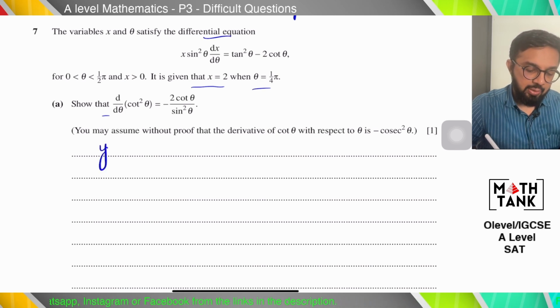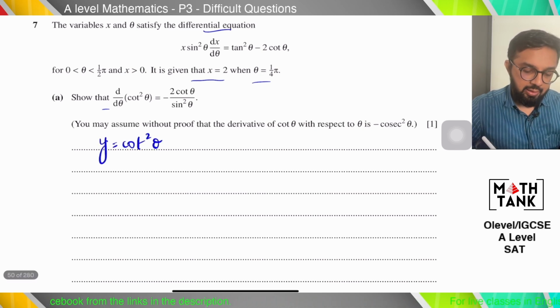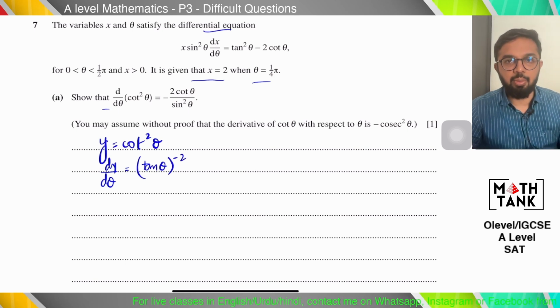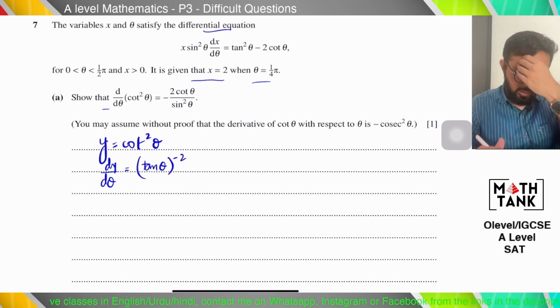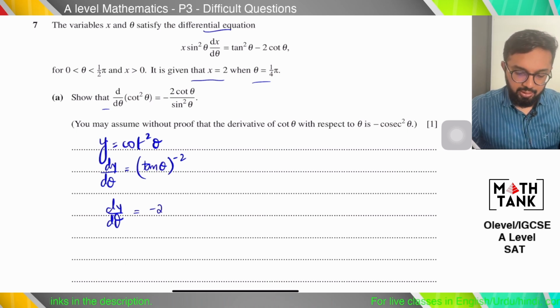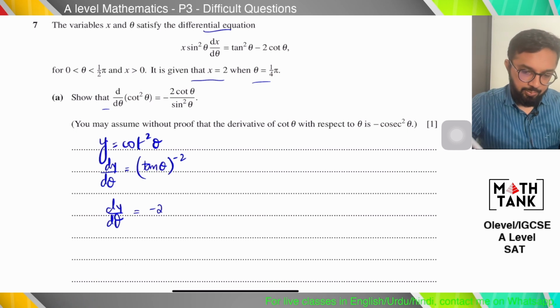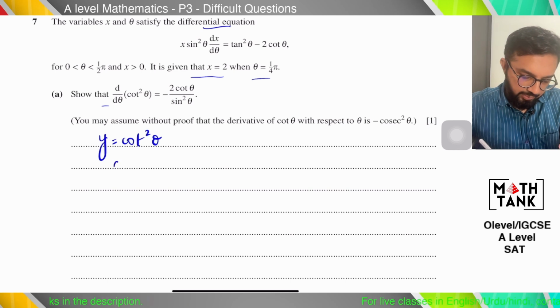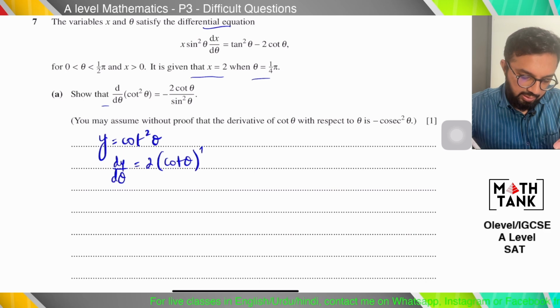If y equals cot square theta, let's call that dy over d theta. Now, I would call that tan theta power minus 2, just to make sure that my differentiation is convenient. Okay, so what I'm going to do is I'm going to show you something directly. Dy over d theta is 2 bracket cot theta power 2 minus 1, which is 1.